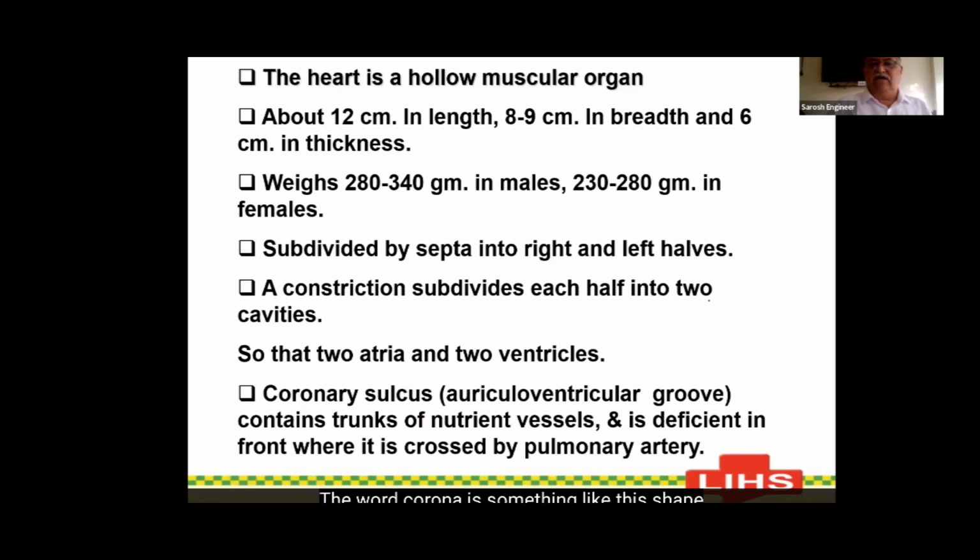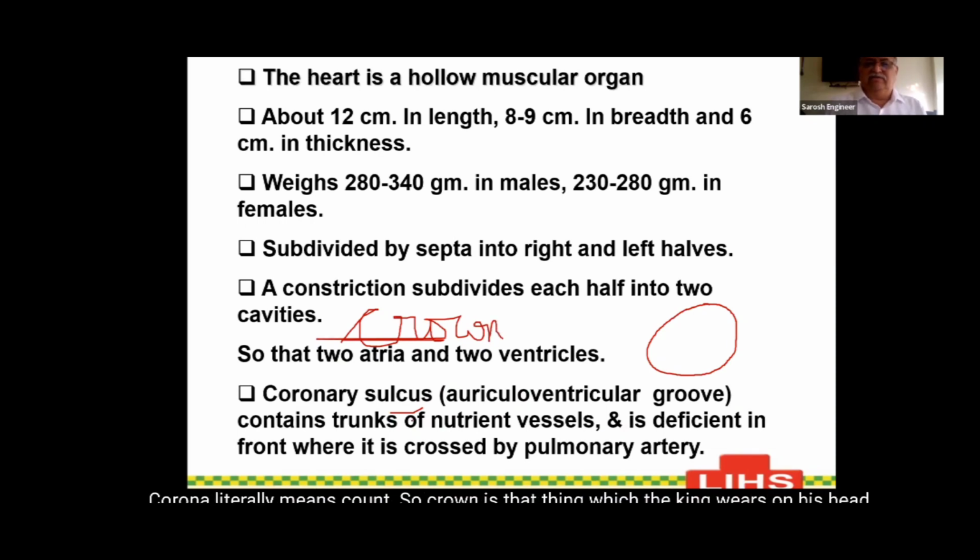The word corona is something like this in shape. The word corona literally means the crown. The crown is that thing which the king wears on his head. And because it has to fit on the head, it always has to be round. So something which is round is called corona.